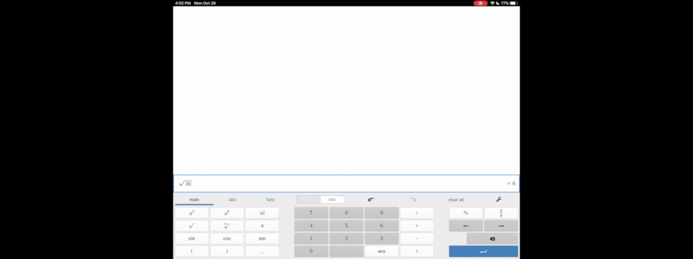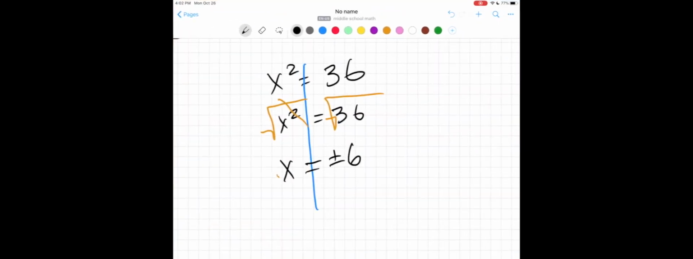If you don't know what the square root of 36 is, you can use your calculator. Square root of 36, and you get 6. Your calculator will only say 6. But the actual answer is plus or minus 6, okay? Even though the calculator only says 6, the answer is plus or minus 6.